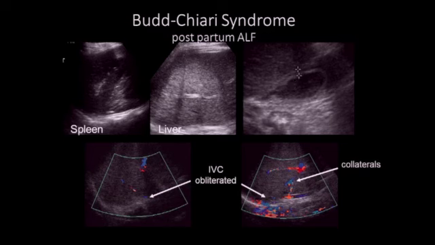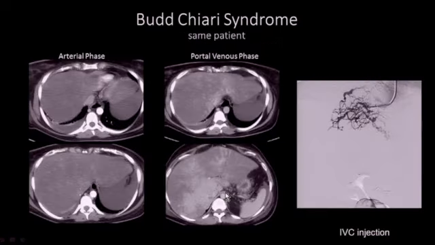However, in this situation, the Doppler was very, very helpful. The IVC in this patient was obliterated. We could not even find it, and a little piece here that showed up in the lower liver was fed by collaterals from the portal vein, but there was no IVC going through to the heart.